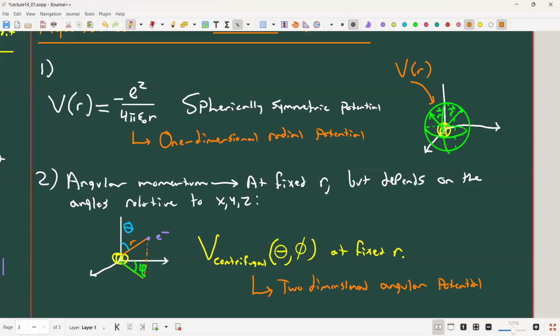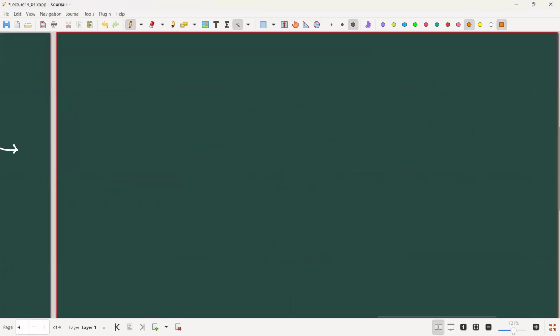So let's start tackling this angular part. And we're going to tackle it in a very generic way. In fact, we're going to come up with a theory of angular momentum that can be applied to any kind of angular momentum. And in fact, we're going to come up with a theory right now that I can immediately apply to the rotation of molecules. I'll show you how that works. Okay, for angular, let's talk about angular momentum.